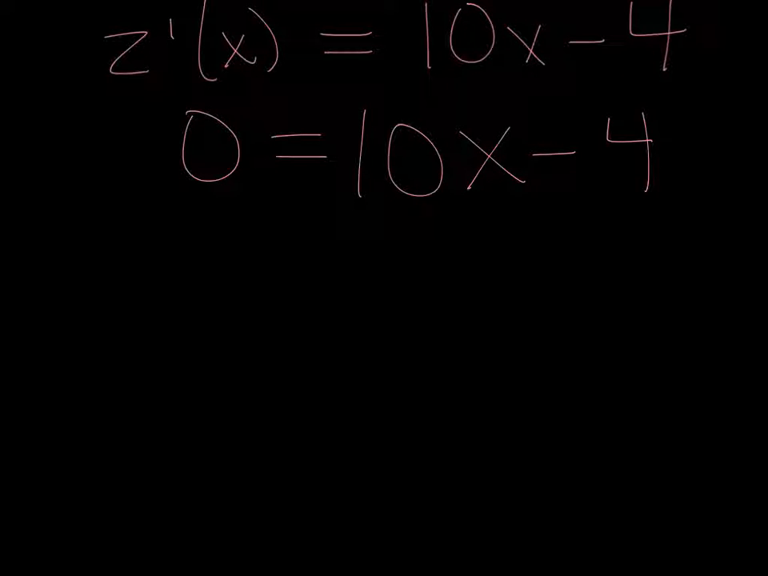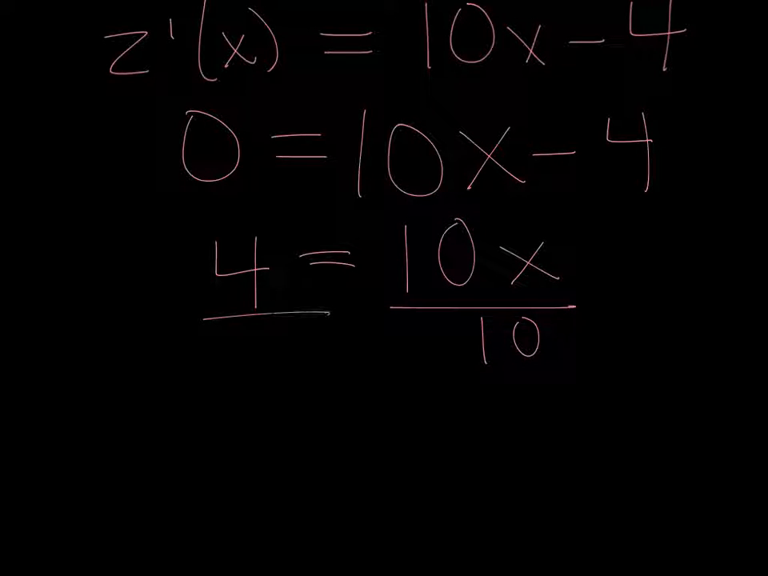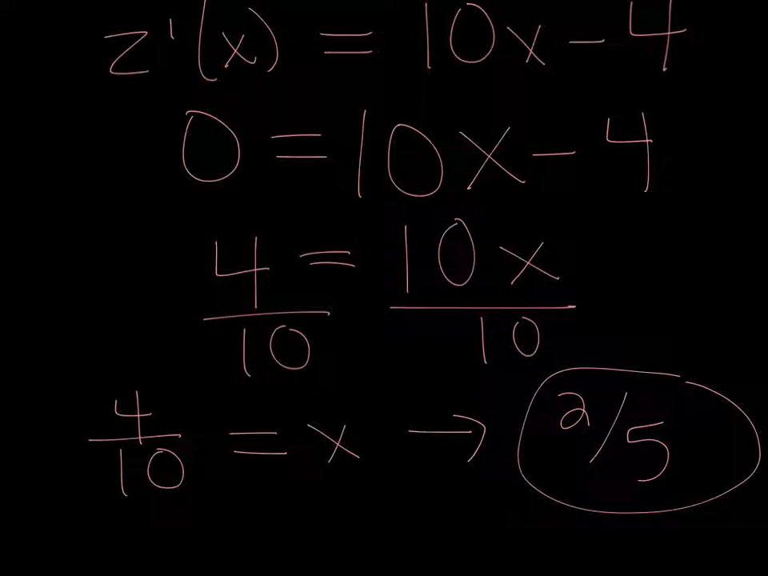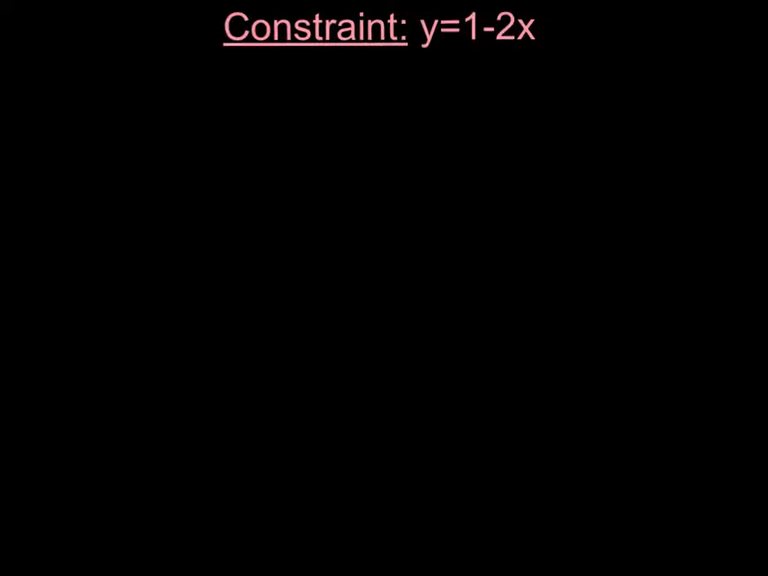Now let's go ahead and solve for x, so we get 4 equals 10x. Divide both sides by 10. We get x equals 4/10, which can be reduced even further to 2/5. Now we can solve for y. Let's go back to our constraint equation, y equals 1 minus 2x.